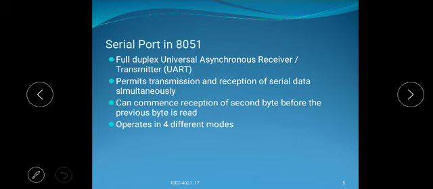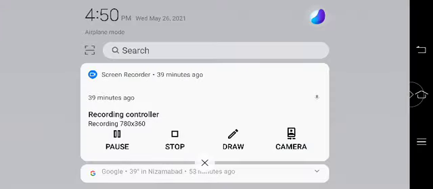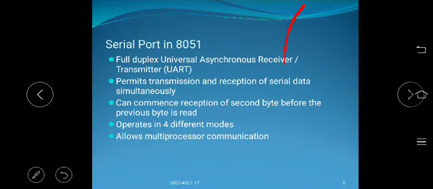The full duplex universal asynchronous receiver and transmitter permits the transmission and reception of serial data simultaneously. It can commence reception of a second byte before the previous byte is read, and operates in 4 different modes. It allows multiprocessor communication.